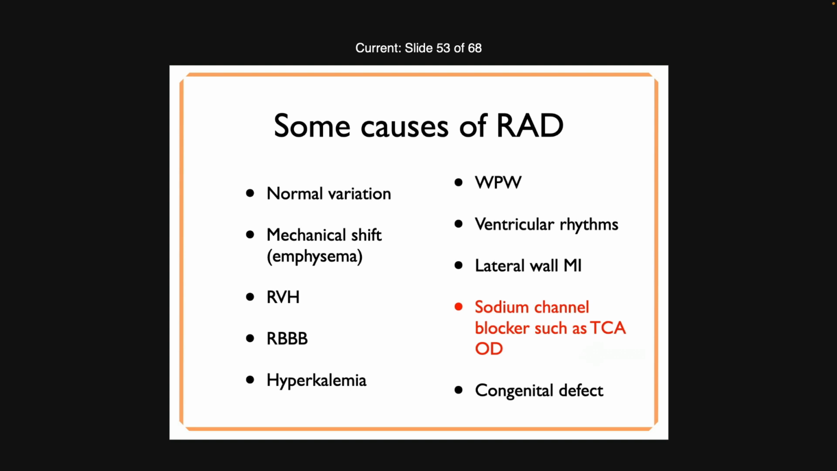The one really useful thing for right axis deviation, there actually is one, I think, acutely useful thing. Sodium channel blockers, that should be overdoses, or toxicity. And one that we sometimes bump into in the field is TCA, tricyclic antidepressant. It has some very specific ECG characteristics that we're going to talk about in spring term, and one of them is right axis deviation.